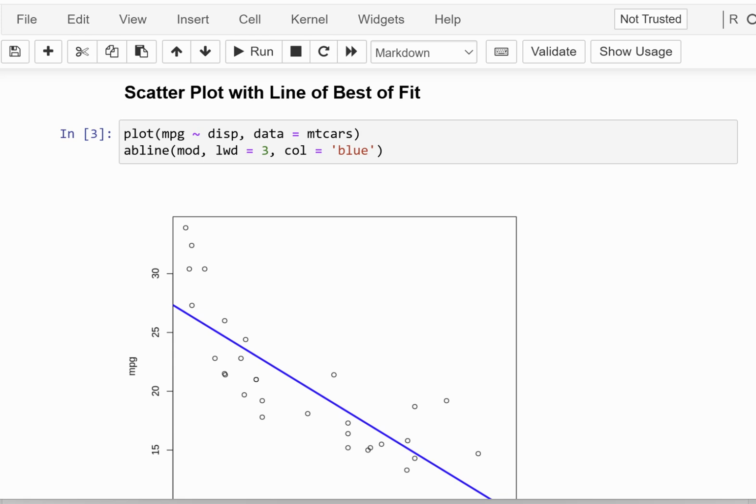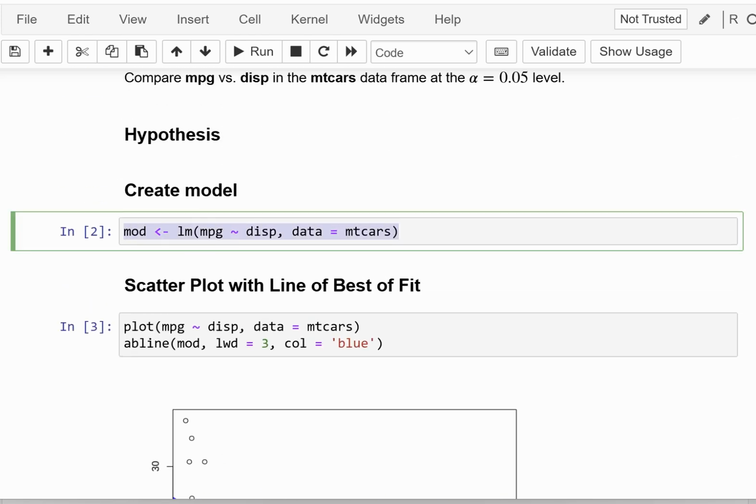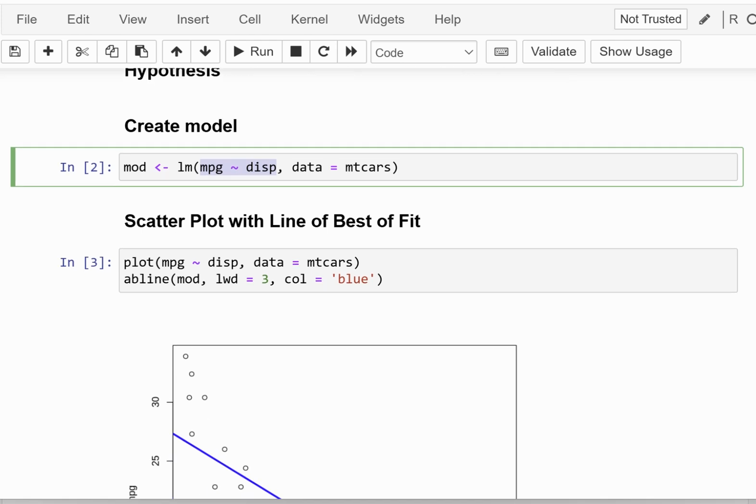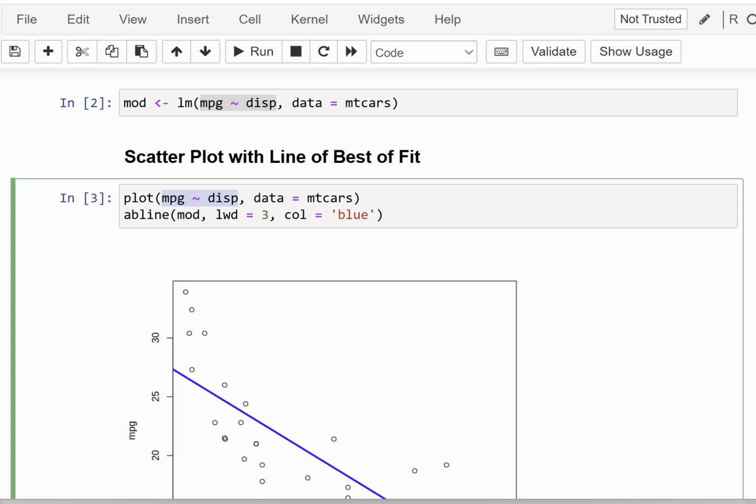And there we go. Okay, so what do I need to remember here? The very first thing I do, I have to create the model using this statistical formula. I put a tilde between the 2 numeric variables, and R will figure that out. Okay, then I plot that. Plot will do the scatter plot based on this statistical formula. And then I use abline on the mod.